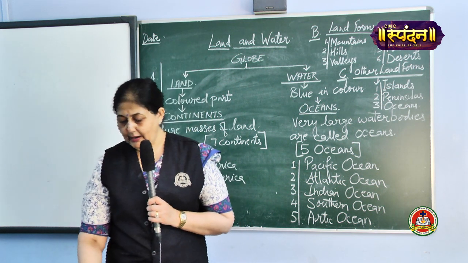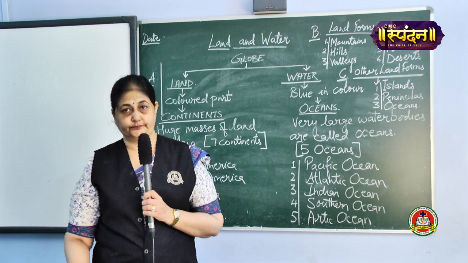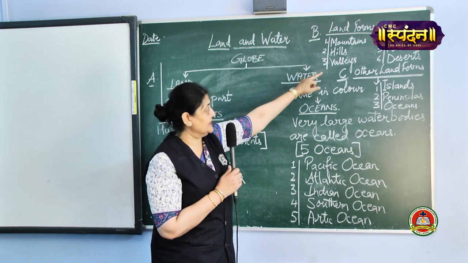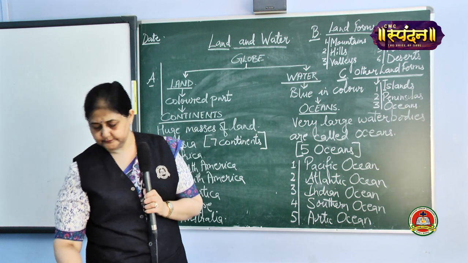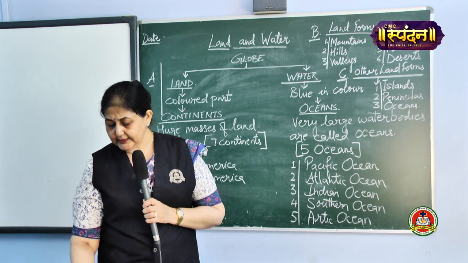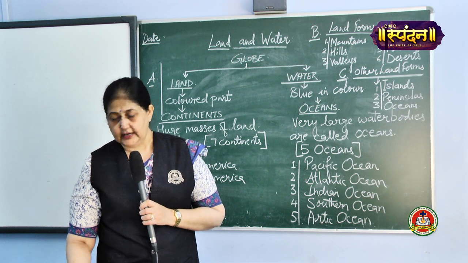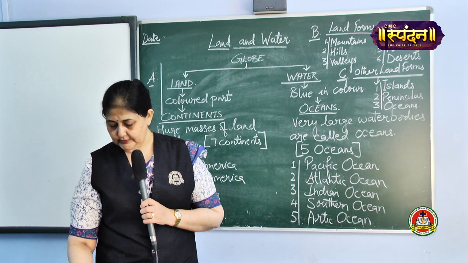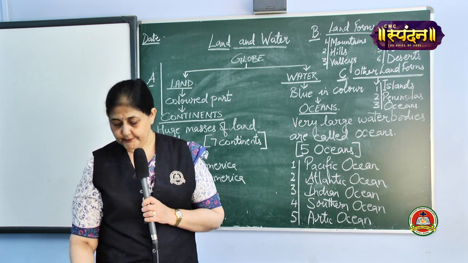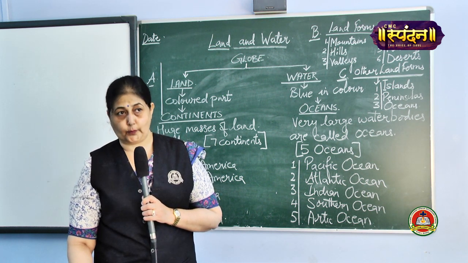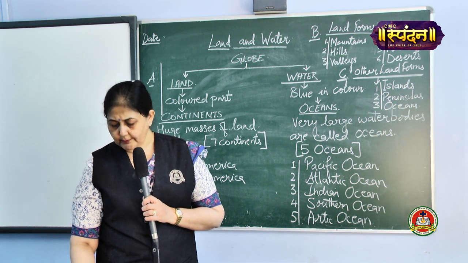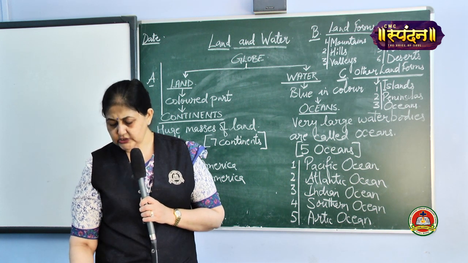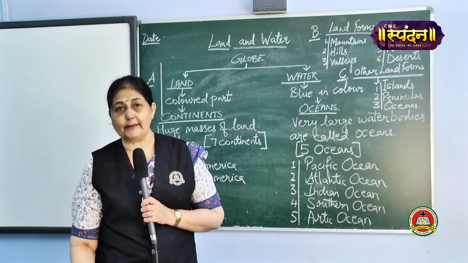Okay. Mountains, hills and valleys. As I told you, mountains, hills and valleys. The highest and the largest raised land mass on earth are mountains. Mountains are very steep and have a sharp slope. The top of the mountain is known as a peak. Okay, children? A series or chain of mountains is called a mountain range.